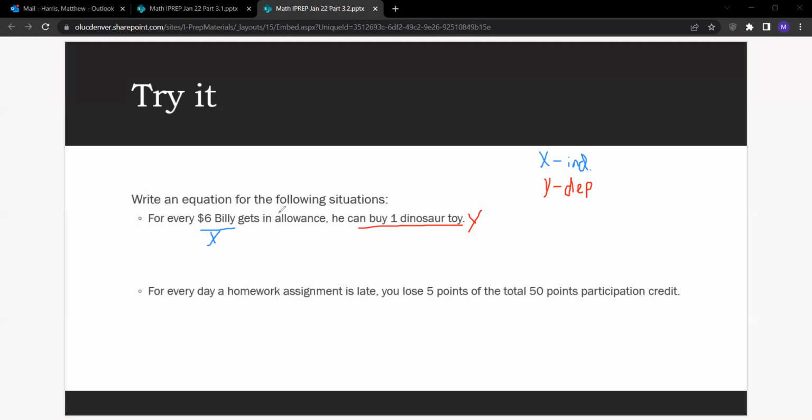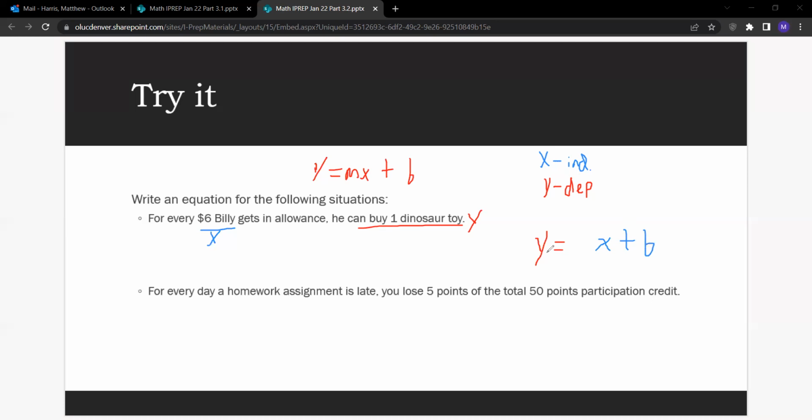So for every $6, you can buy one dinosaur toy. We know that all our equations should look something like this, right? y equals mx plus b. So that's how our equation is supposed to look. We can put y equals, we know m here, and then x plus b.